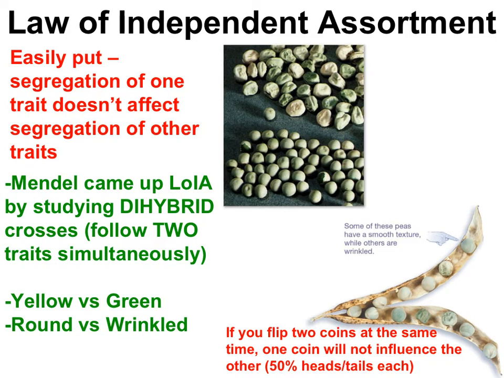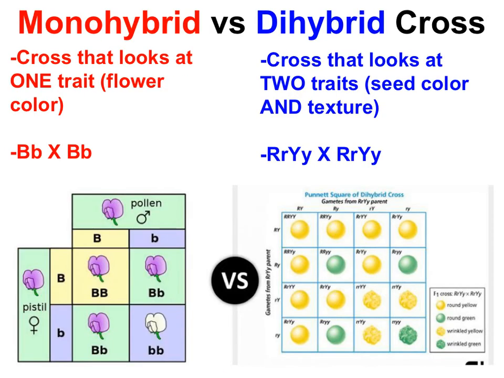The critical type of study Mendel used to discover the law of independent assortment was one called a dihybrid cross. A dihybrid cross is a genetic study that looks at two traits. These two traits in Mendel's critical experiment were seed color, yellow or green, and seed texture, round or wrinkled. Just to make sure we have some terminology straight, a monohybrid cross is a cross that just follows one trait. And just like when we looked at flower color, a dihybrid cross follows two traits. You can see that the Punnett Square gets more complicated down here than over here, but we'll talk about that more in class.